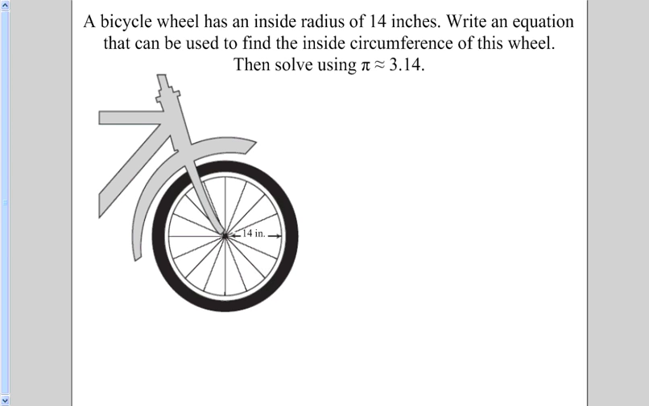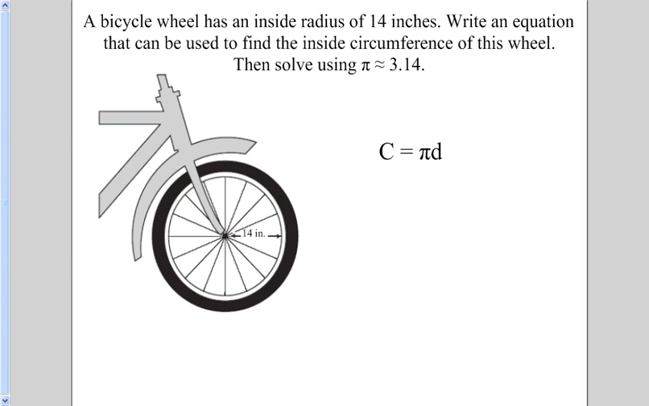So this is similar to the previous problem that we did in that it's asking us to find the circumference, or the measurement around the outside of the circle. What's different here is that it doesn't give us the diameter, the entire distance across the circle. It only gives us half of the distance across the circle. It gives us the radius.